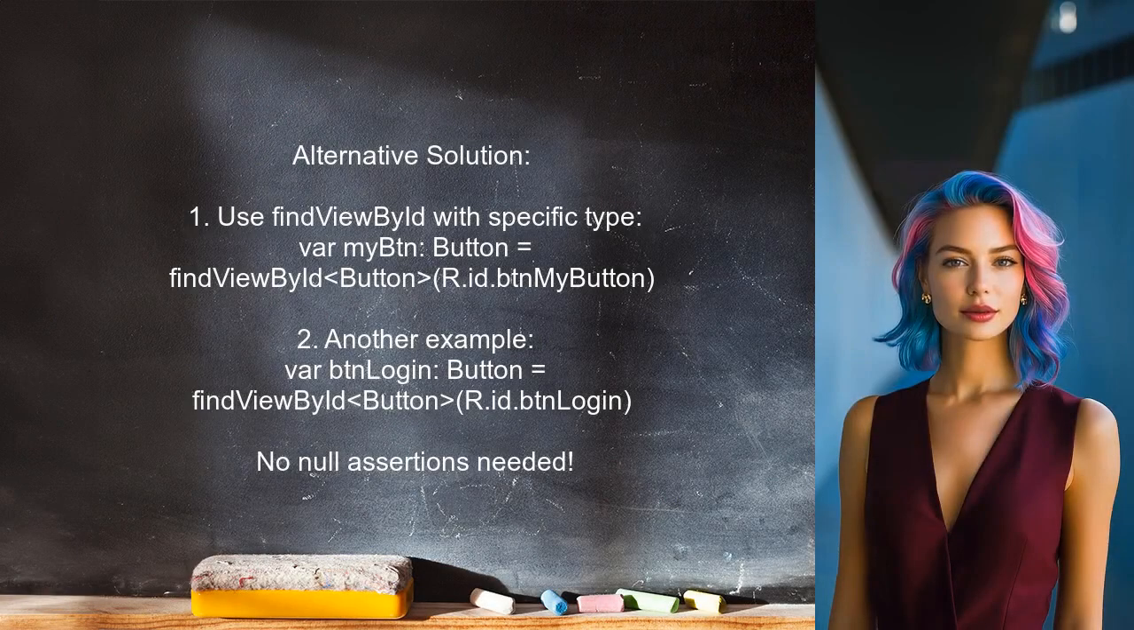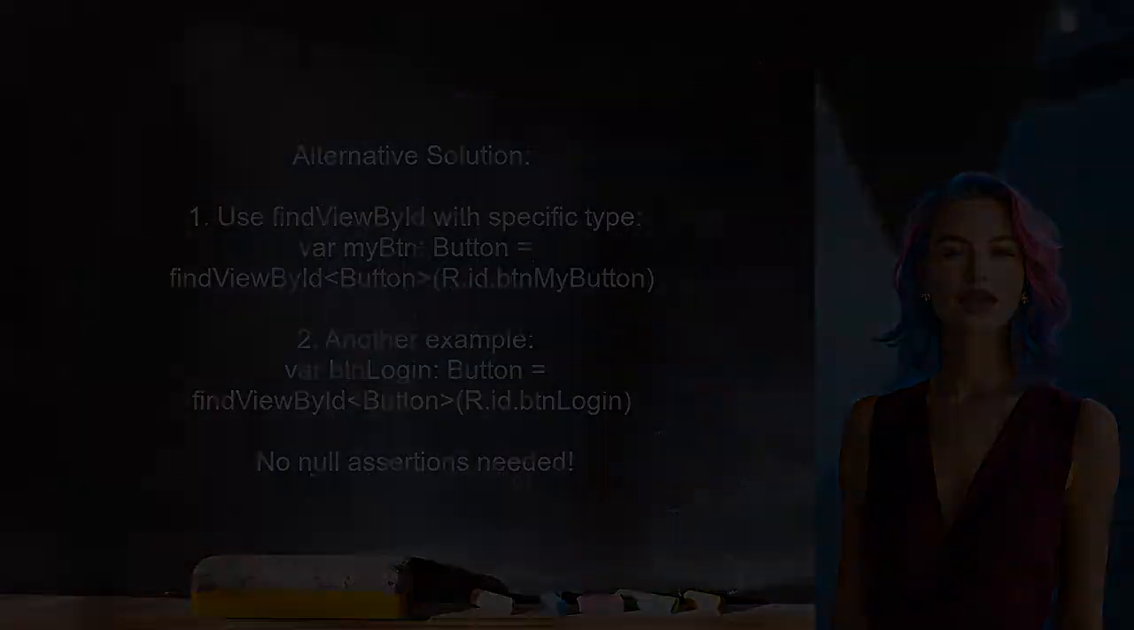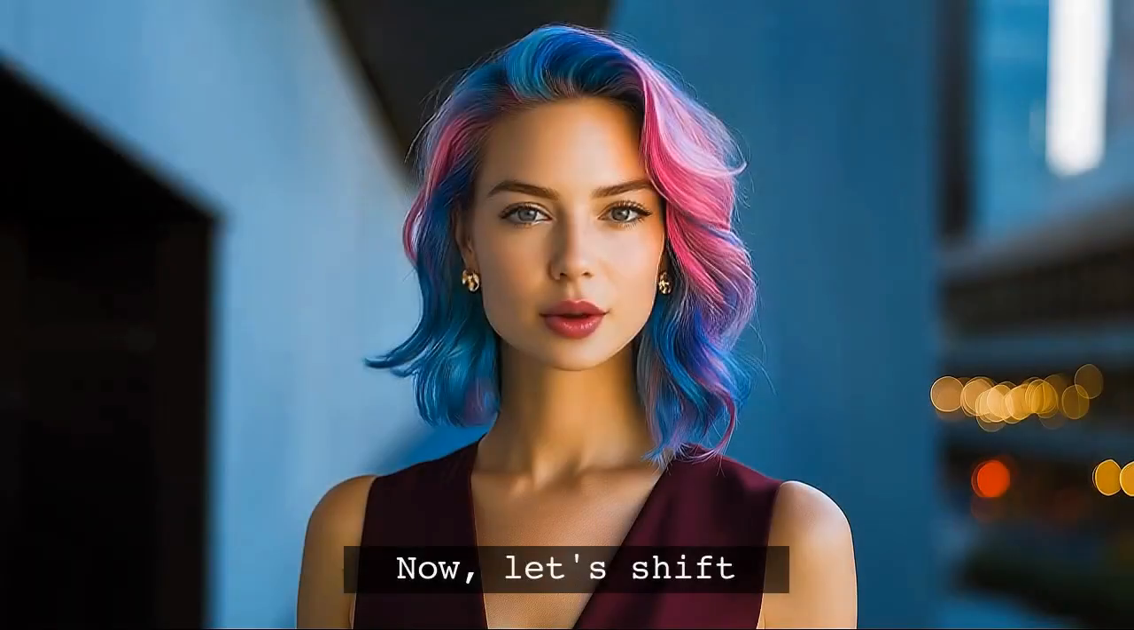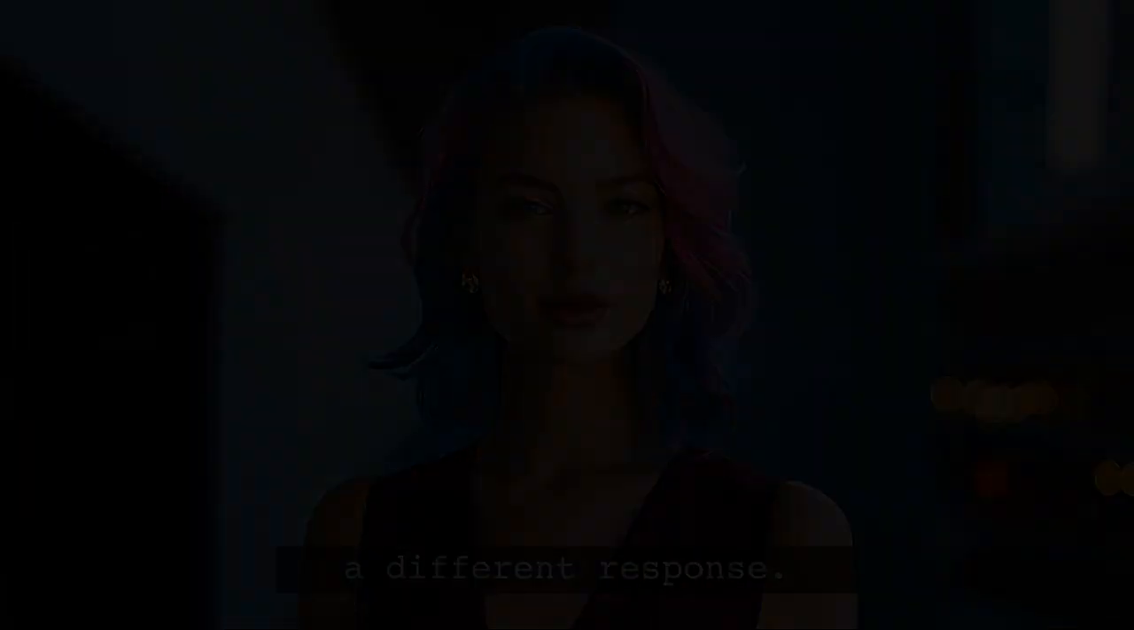An alternative approach shared by another user involves binding views in a simpler way. They suggest using the findViewById method directly with the specific view type, like this: var myButton = findViewById<Button>(R.id.btnMyButton). This method eliminates the need for null assertions. Now, let's shift our focus to a different response.